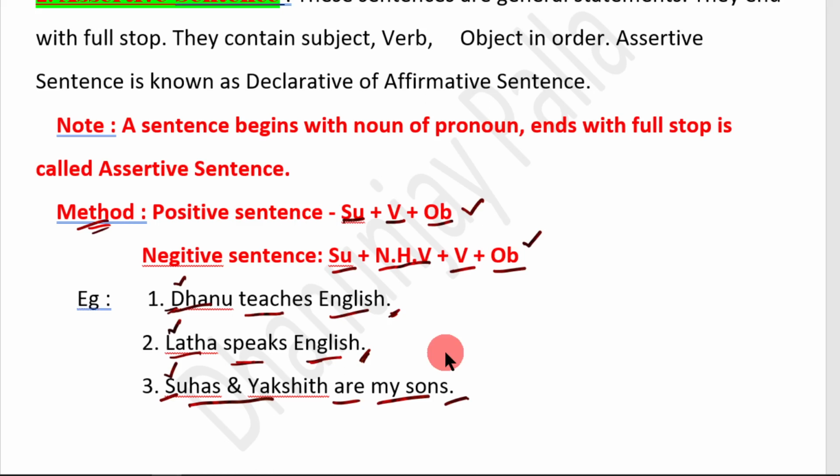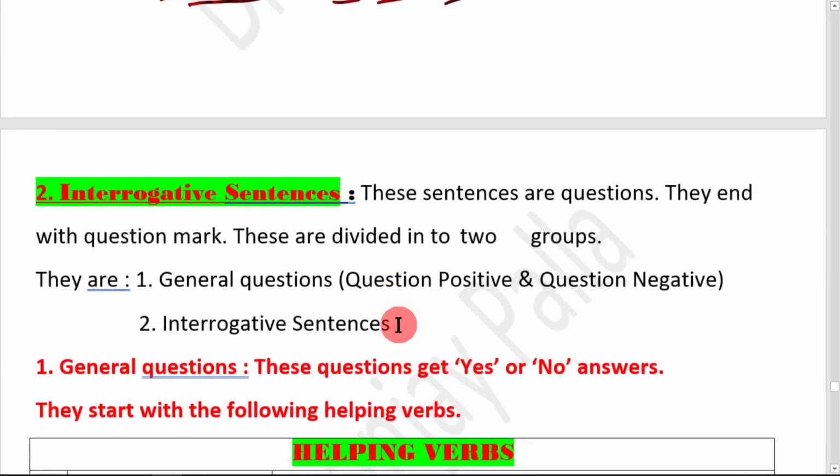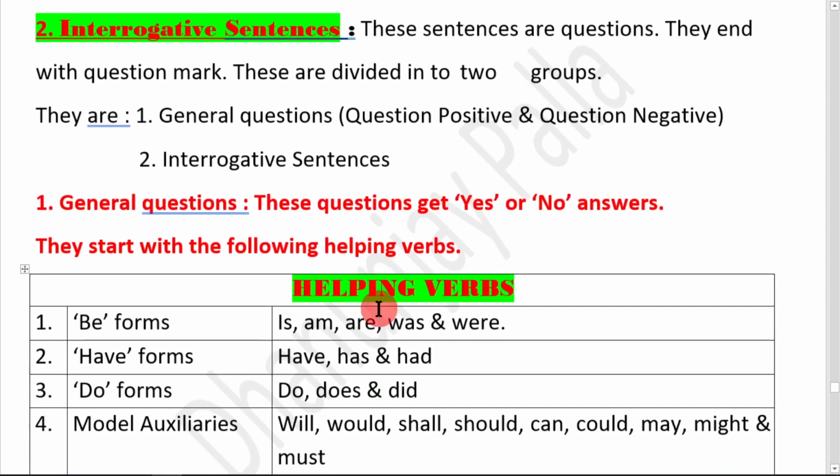Every assertive sentence ends with the full stop. You remember it very carefully. Okay friends, now I am going to explain to you the interrogative sentence. If you want to question anybody, we have to use the interrogative sentences. It is very important in spoken English language, as well as when you are writing story writings. Now I am going to explain to you what is the meaning of interrogative sentence.